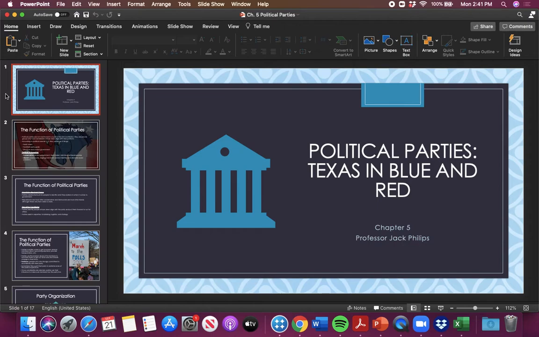Everybody. So this week's chapter, last week we talked about voting. This week we're going to look at the parties that we'll be voting for a little bit more in depth. And so kind of look at what the historic platforms of the Republicans and the Democrats have been here in Texas and their control over the state.